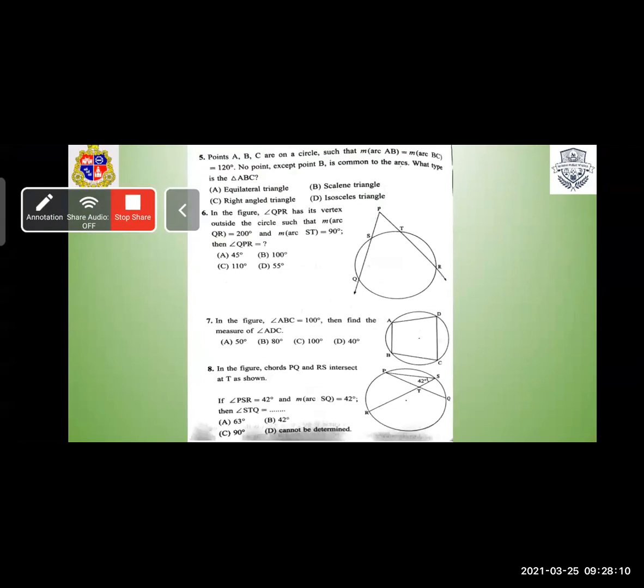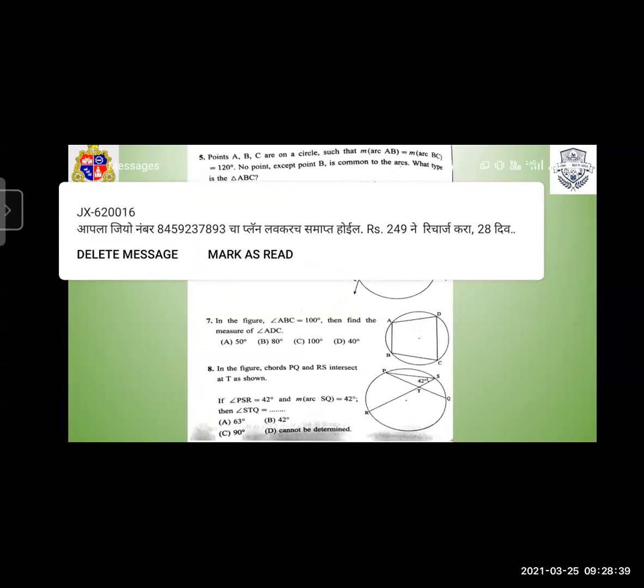ओके, question number 5, point ABC on the circle such that measure arc AB is equal to measure arc BC equal to 120. No point except point B is common to the arc. So what type is the ABC? So in this question, our measure arc is given that is a 120 degree. Okay, and no point except B is the common point. Then which type of? Here equilateral triangles means all sides are equal. Yes, scalene means all sides are different.